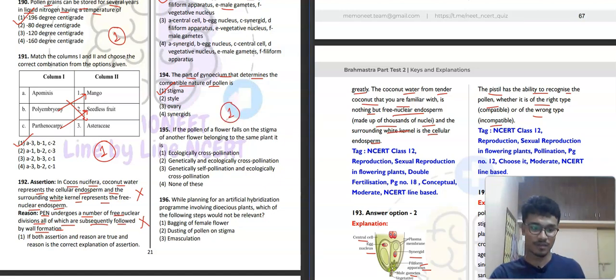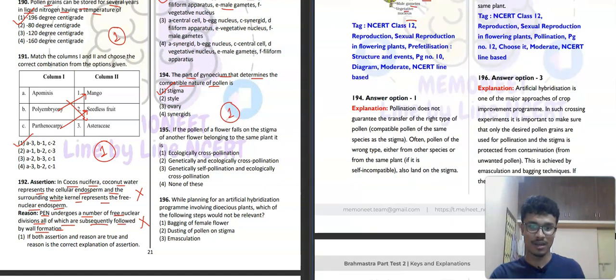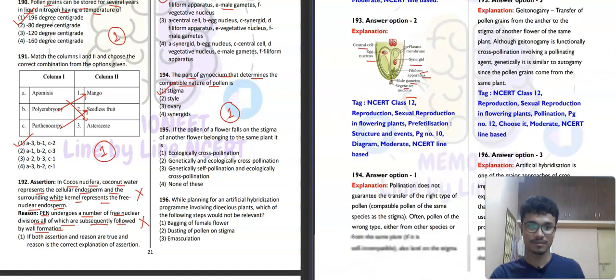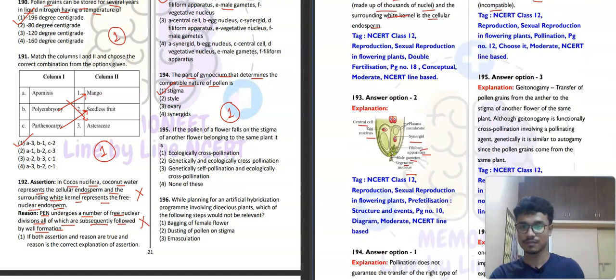Moving towards the next question, 195. If the pollen of a flower falls on the stigma of another flower belonging to the same plant, it is ecologically cross-pollination, genetically cross-pollination, genetically self-pollination and ecologically cross-pollination, or none of these. So the third option will be our correct answer for this question.